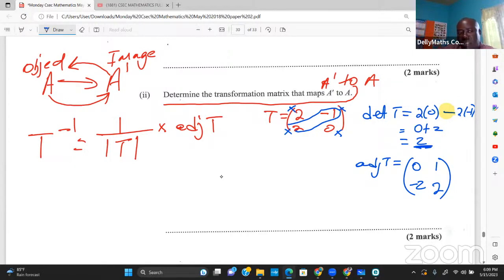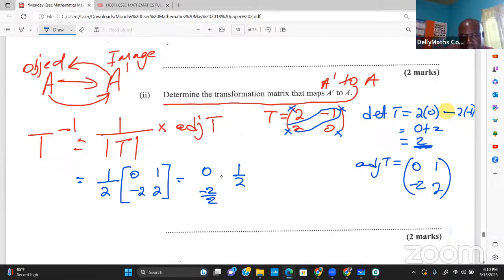Then now fit everything together. Come back here. 1 over my determinant, and then I'm gonna put my adjoint here. And then you wanna just slide it inside, so you'll end up with a 0 here, 1 over 2 here. You get -2 over 2. I'm gonna simplify that. You're gonna get 2 over 2. Finally, you could break it down: 0, half, -1, 1.